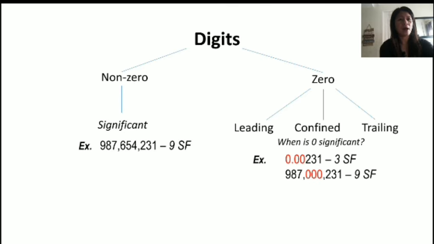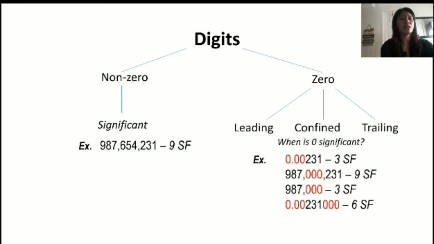Another example, we have 987,231,000. So we have here another type of zeros. We have confined zeros, zeros in between non-zero digits. These zeros are always significant. So this number will give us a total of 9 significant figures. Confined zeros, zeros between non-zero digits, are always significant.